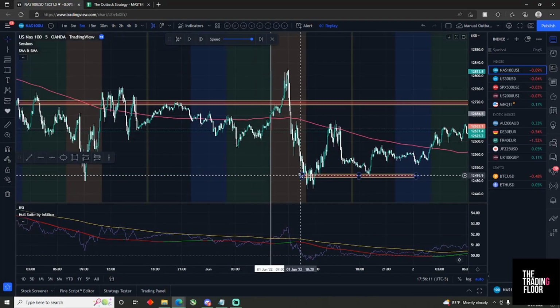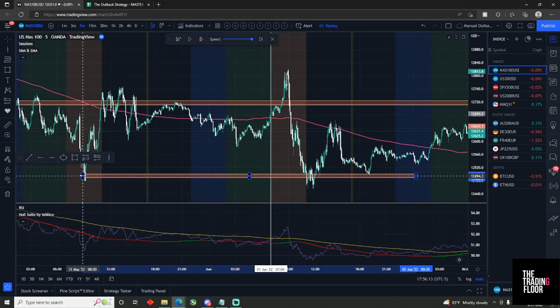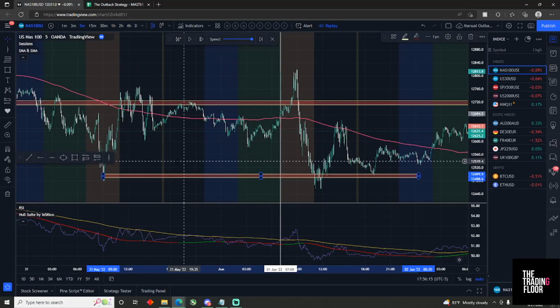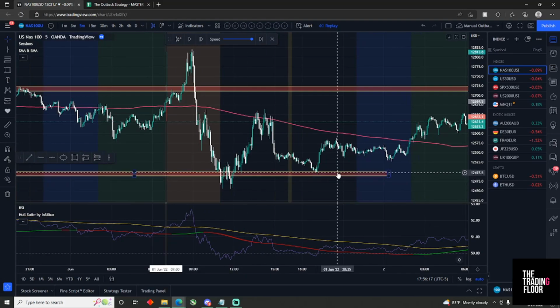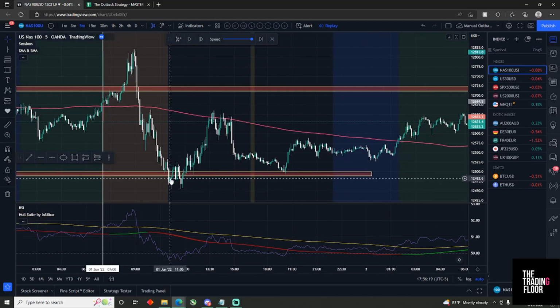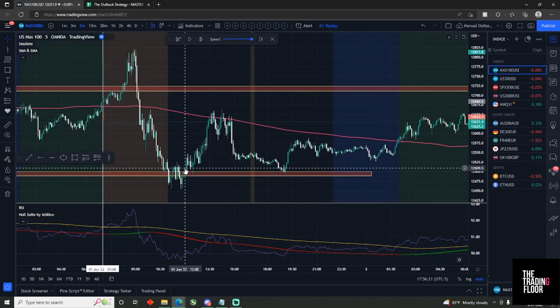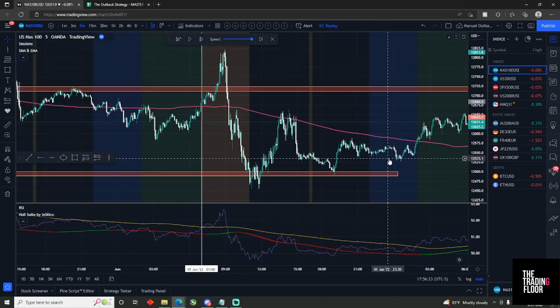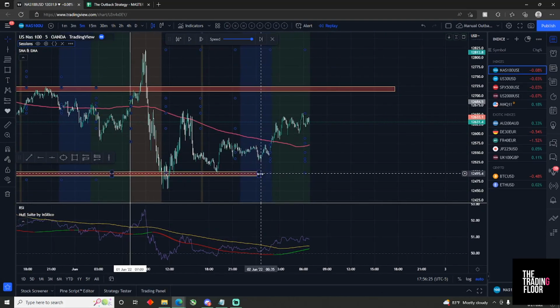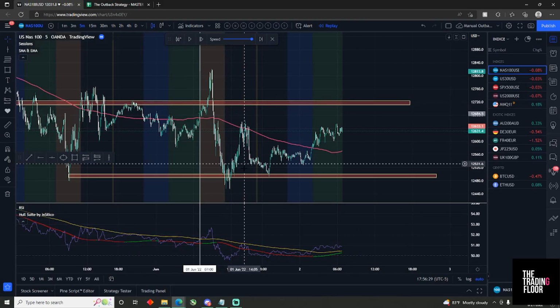If we drag this left, we could see that it captures this huge rejection as well. But it turns into resistance, turns to support, and then support, support, support. So I'm liking this as the low. Now we have our high level, our high zone, and we have our low level and our low zone.